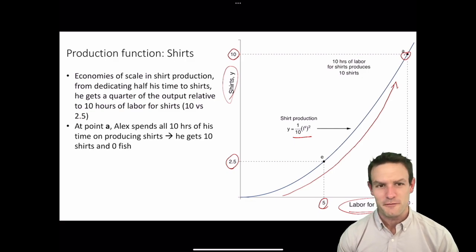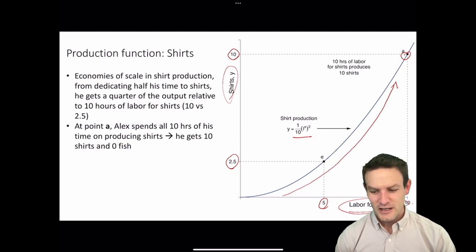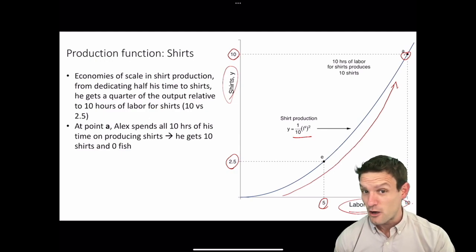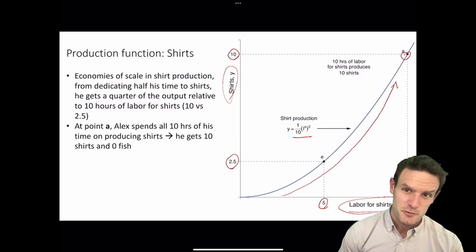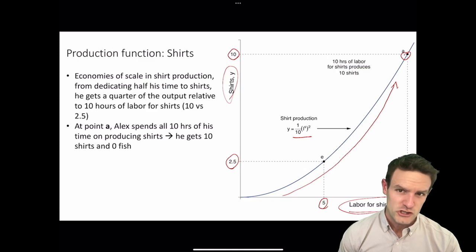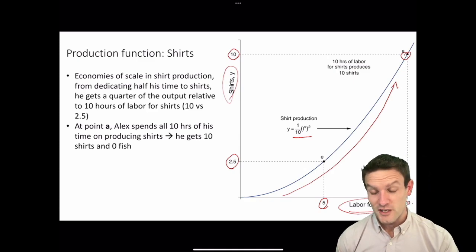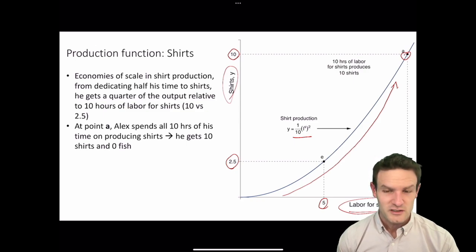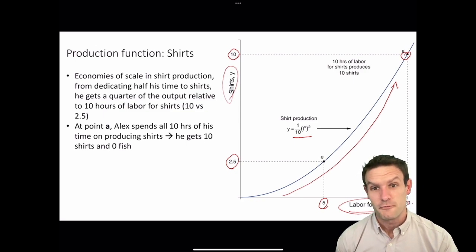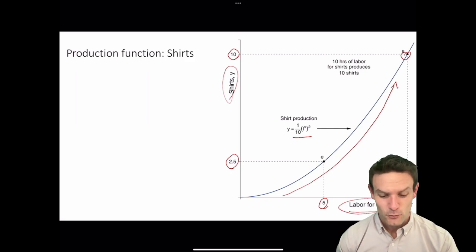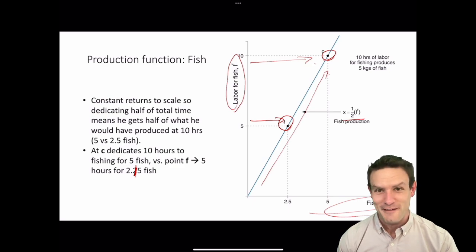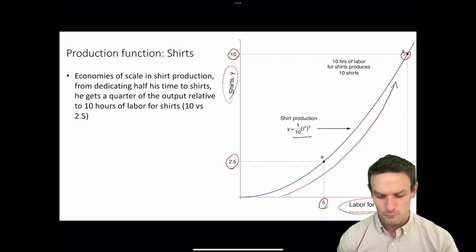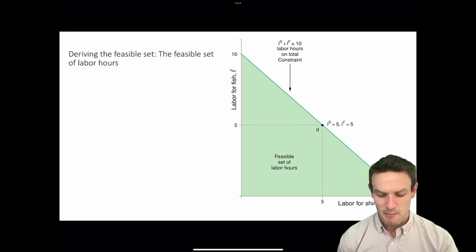If he dedicates half his time to shirts, he gets a quarter of the output relative to 10 hours of labor for shirts: 10 versus 2.5. So at point A, Alex spends all his time on producing shirts, so he gets 10 shirts and 0 fish. So notice here, if he spends all his time on shirt production and 0 time on fish production, he gets 10 shirts and no fish. If he produced at point E, he would get 2.5 shirts. He would have 5 hours left for fish catching. And then he would get how many? Well, if we go back, we can see he would have gotten 2.5 fish. Okay, so we've got those ideas in mind here.